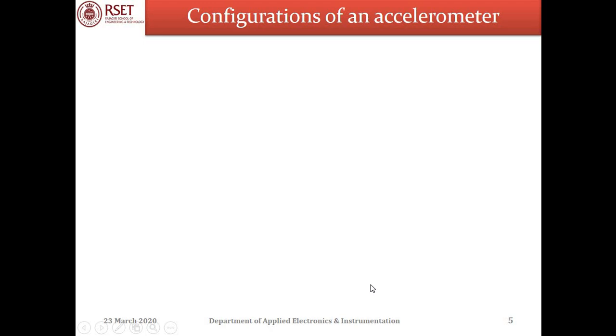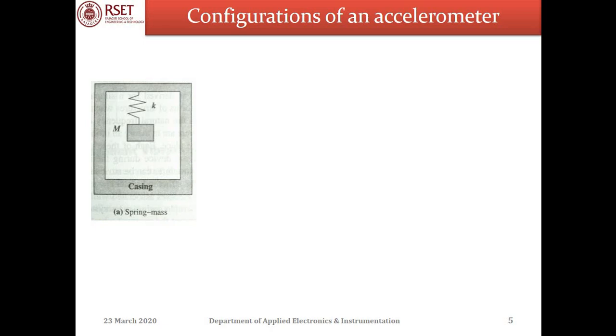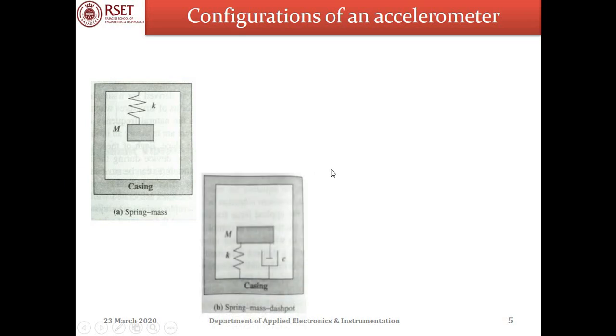Let us now look into the other possible configurations of an accelerometer. The principle of an accelerometer can be demonstrated by a simple mass attached to a spring that in turn is attached to a casting as shown in figure A. The mass used in accelerometers is often called seismic or proof mass. In most cases, the system also includes a dashpot to provide a desirable damping effect. A dashpot with damping coefficient C is normally attached to the mass in parallel with the spring. So this can be illustrated in figure B.